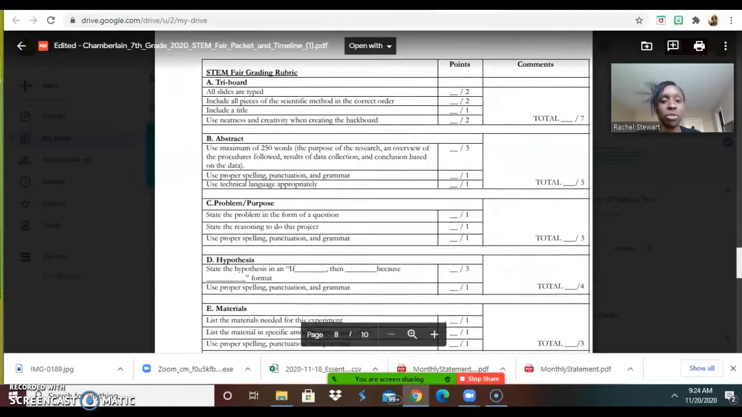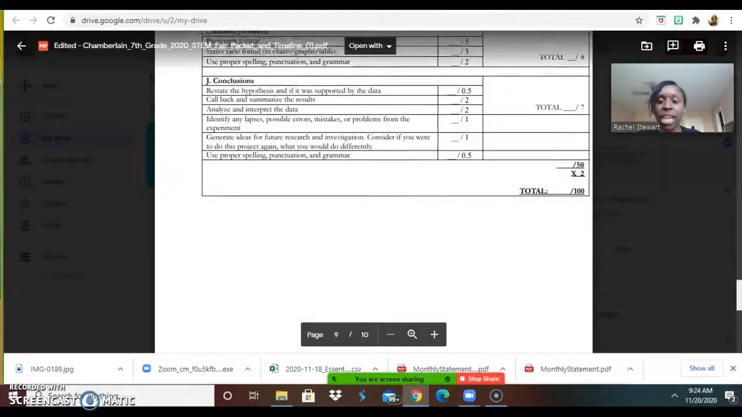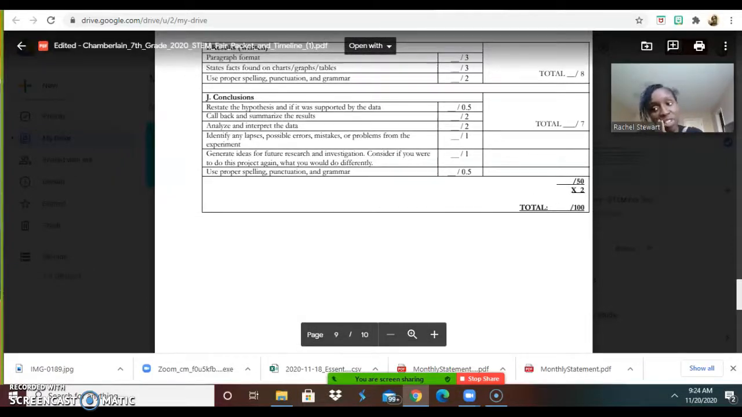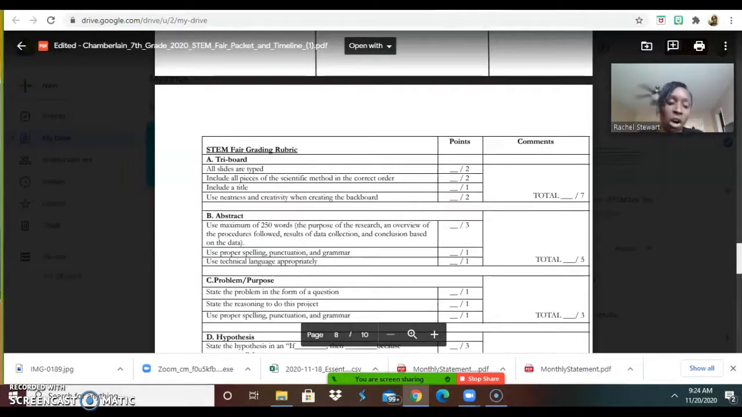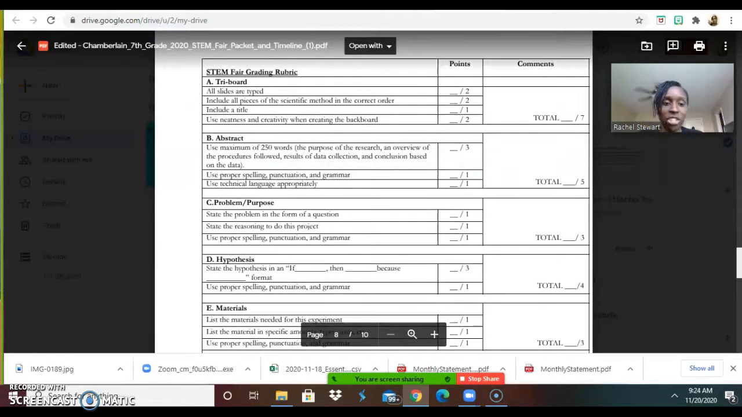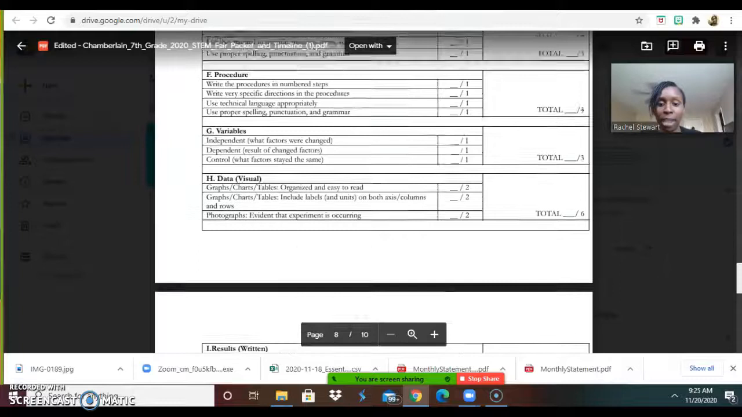Here is the STEM Fair rubric. If you have all of these points, if you highlight all these points in your STEM Fair project, it will come up to 50 points. Multiply your 50 points times 2, you will get 100 points on your STEM Fair project. Okay? This is everything that you need. All slides are typed. Is that correct? You get 2 points. Include all pieces of scientific method in the correct order. Do you have that? You get 2 points. Include a title. You have that? You get 1 point. So, everything that you need is clearly right here in your STEM Fair packet.